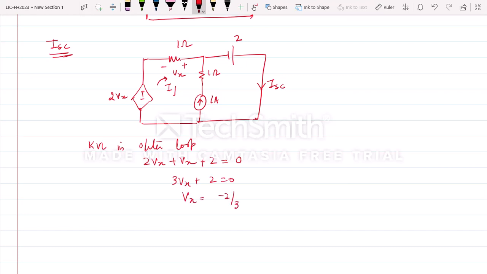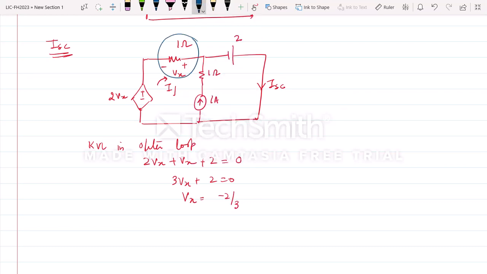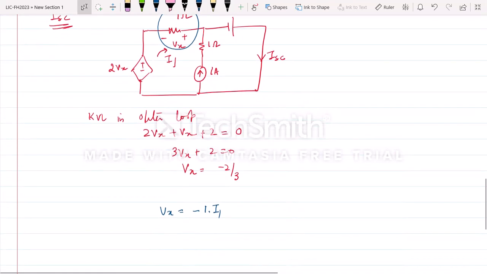Now, when Vx is minus 2 by 3, apply Ohm's law here. We say that Vx equals minus 1 into I1, because when you write in terms of voltage it is plus Vx, and when you write in terms of I into R, it is minus I1. So from here I can say I1 is 2 by 3.